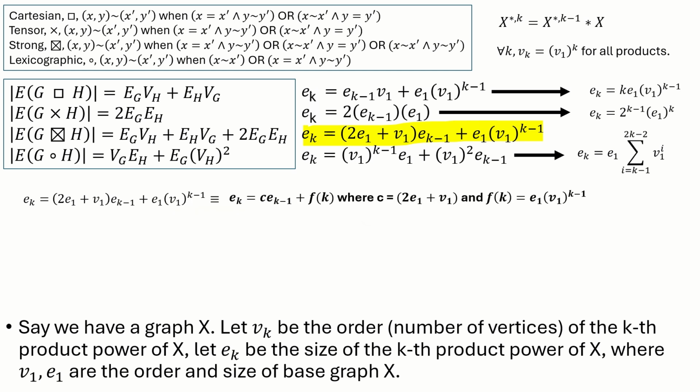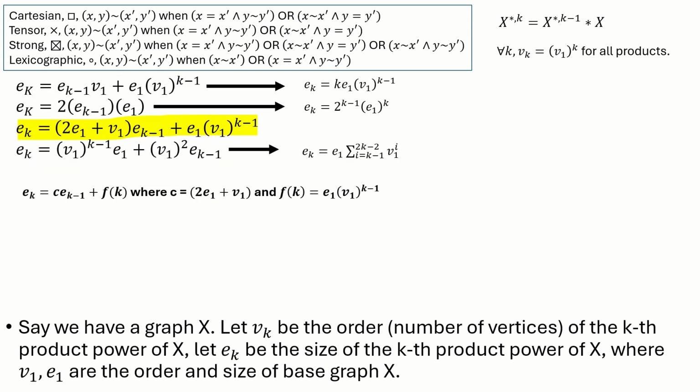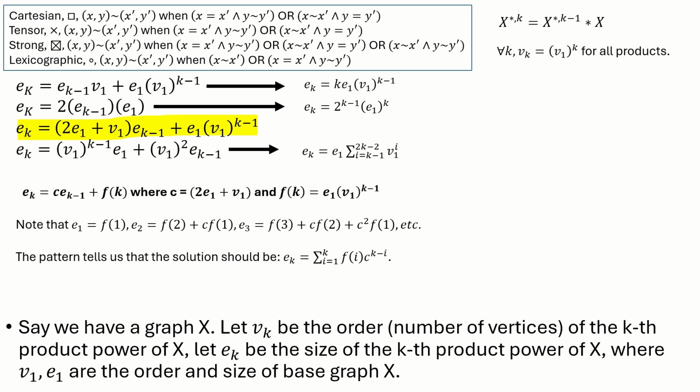The recurrence relation is of the form e sub k equals c times e sub k-1 plus f of k, where f of k and c are as shown here. We want the recurrence to start at e sub 1, which is the same as f of 1. By our recurrence, e sub 2 equals f of 2 plus c times f of 1, and e sub 3 equals f of 3 plus c times f of 2 plus c squared times f of 1. And there's now a clear pattern. The solution seems to be the summation shown here, which I encourage you to verify for yourself.